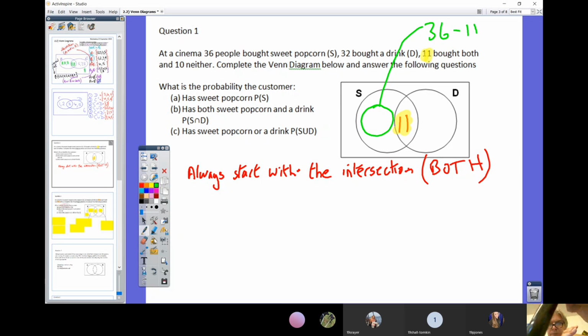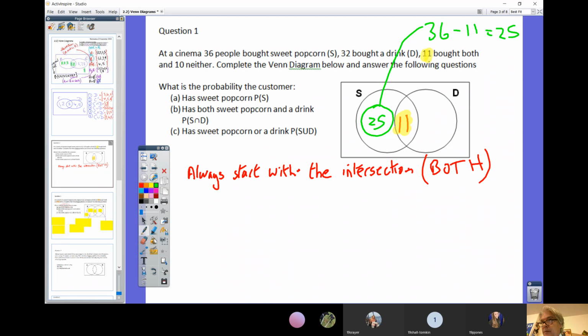36 people bought sweet popcorn. That's the big S circle, okay? 11 bought both, so the 11 is part of that 36. To work out that S, you've done 36 take away 11 to get 25. So Douglas, how many people just bought sweet popcorn?